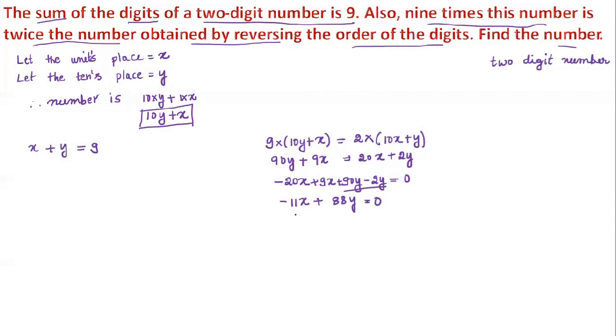Now look at the coefficient of x and y. Both are divisible by 11. So you can divide it by 11. So 0 is also divisible by 11. So all the terms are divisible by 11. So divide by 11. Minus 1x plus 8y is equal to 0. 11 ones are 11. 11 8s are 88. 11 zeros are 0. So this is the second equation. Now you can solve this by elimination method.